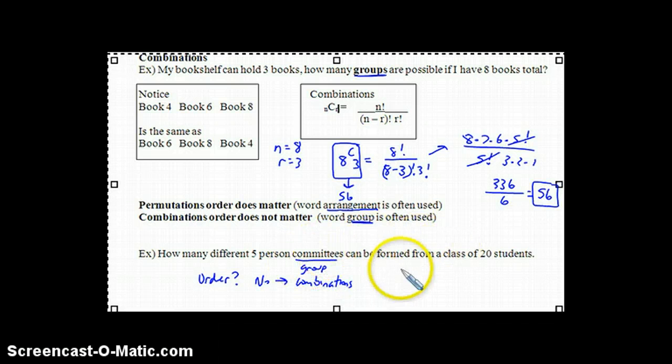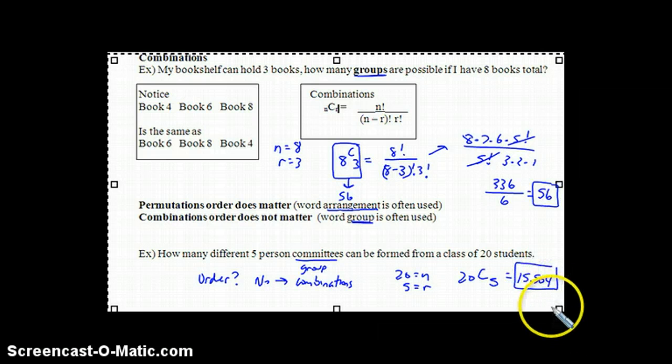Because we're dealing with 20 students, that's the N, and we're going to take 5 at a time, that's the R, we're going to do 20 C 5. And again, plugging this in the calculator, which is the method that I would prefer that you use, take the time to pause the video, type yours in, and see if you get the same answer as me. So if you tried it on your own, you should have gotten 15,504 different 5-person committees that you could form.